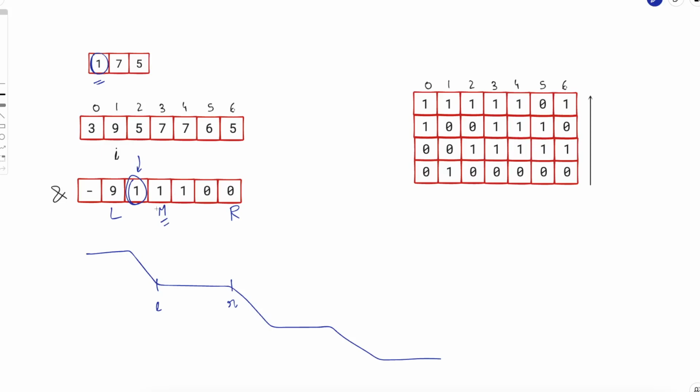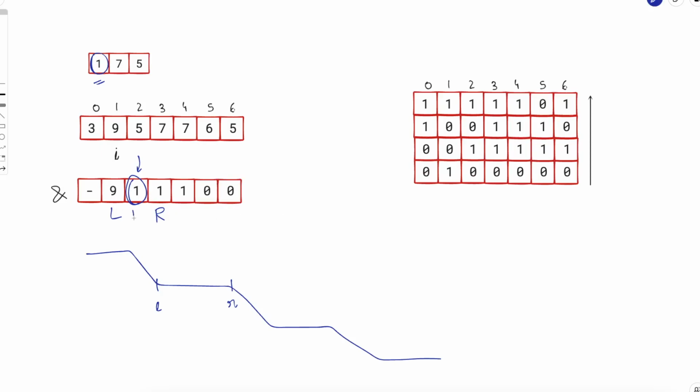You will check whether it is equal to 1 or not. If it is greater than 1, then you will search in the right half. If it is less than or equal to 1, you will search in the left half, right? So in this case it is less than or equal to 1, so you will search in this particular half. So you will simply make your R as this, and you will now search in this range.